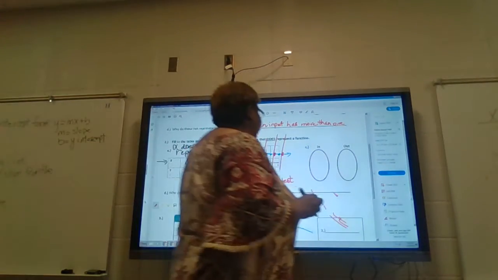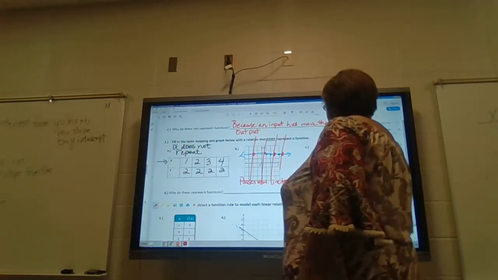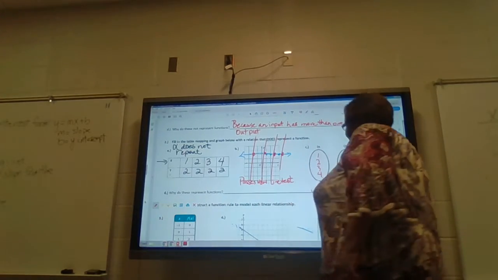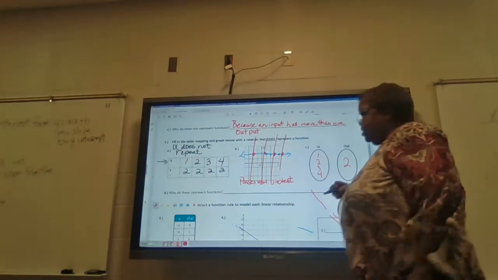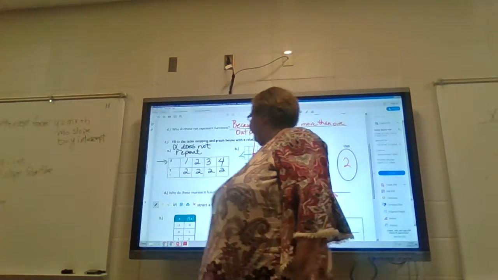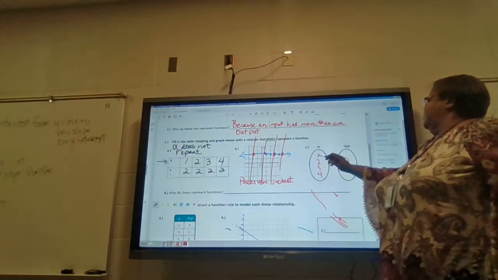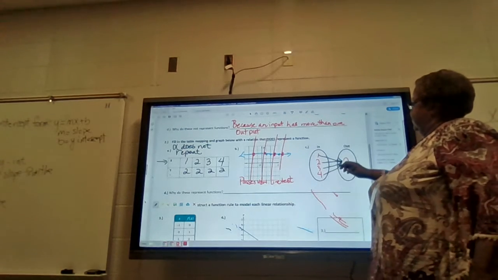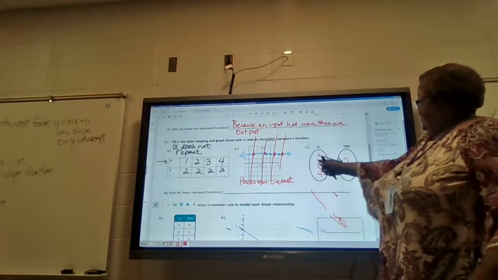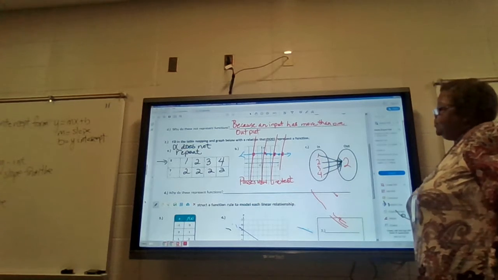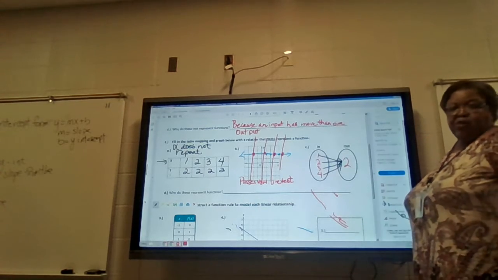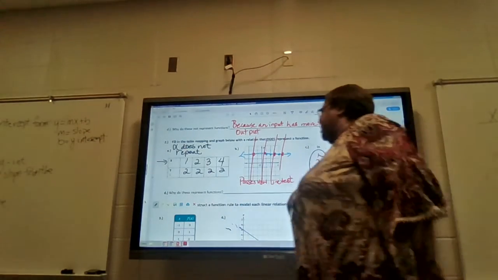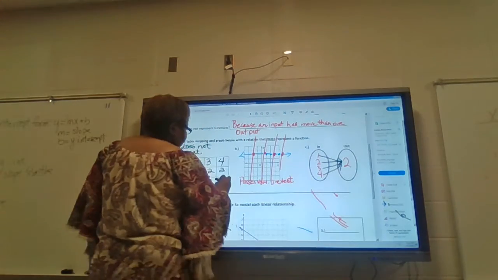Now I'm going to put this over here. 1, 2, 3, 4. Those are my inputs. I only have one output, and that is y. I'm going to change colors. So everything has an output of 2. We don't care that these are all going to the same number. What I'm concerned about is if one of these goes to more than one number. Okay?